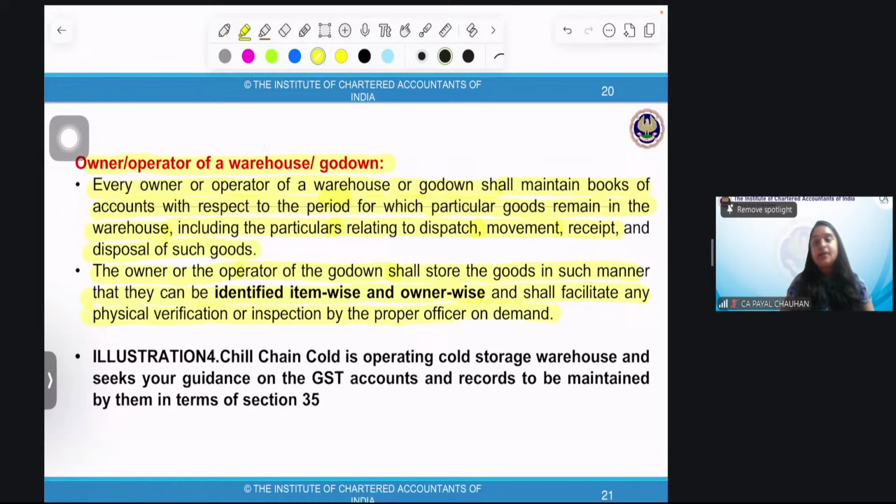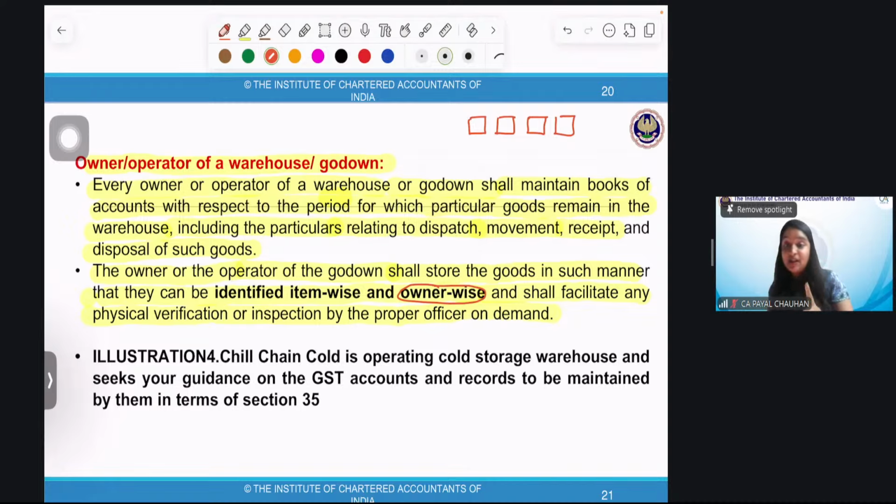Now understand. If I have goods of Tanu, Pooja, Anil, and Ashlesha, I should make sure I am keeping those goods in such a manner that they could be identified owner wise. Next, very important task. While you do audit of warehousing, you will see this is one of the most important tasks of a warehouse owner.